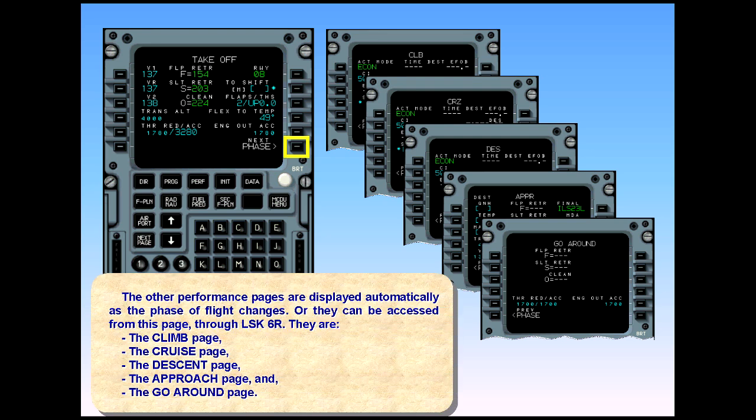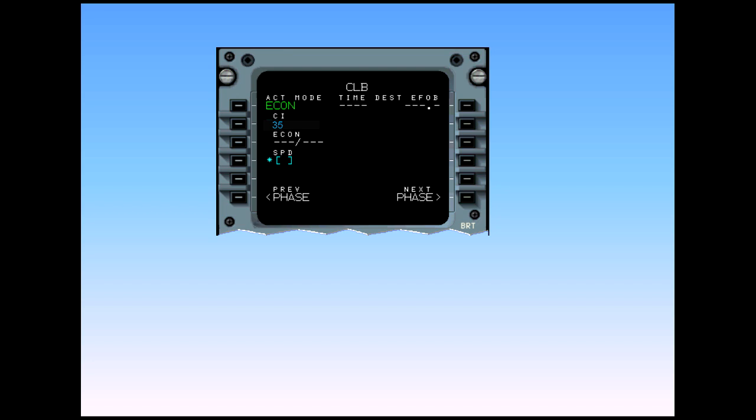Only one entry is made on the climb page. The default is for the aircraft to climb at the econ speed of 250 knots. However, UAL policy is to climb at green dot speed until 3,000 feet AGL. Green dot speed is typed into the scratch pad and line selected into the blue speed brackets.